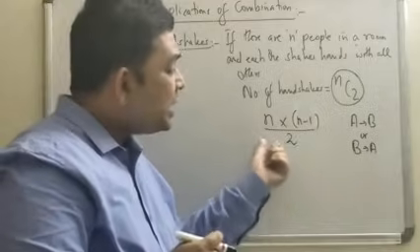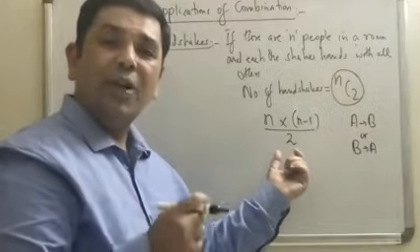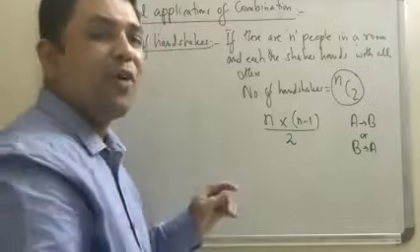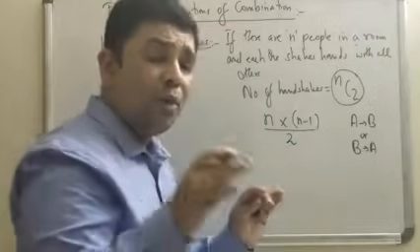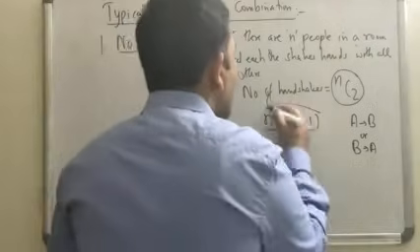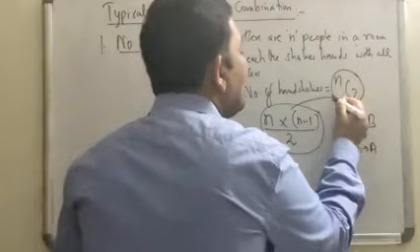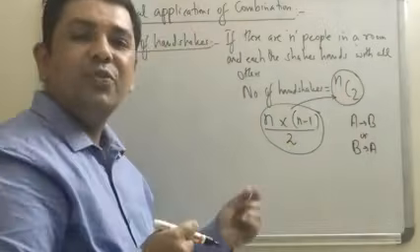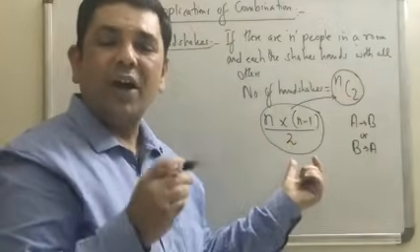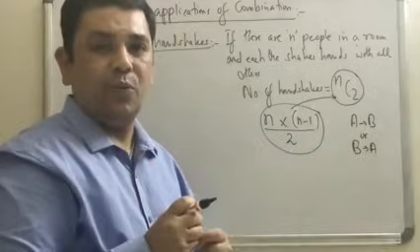And children, what is n into n-1 upon 2? If you go back to the beginning of our lesson on permutation combination, n into n-1 by 2 is nothing but NC2. So this is the logic of understanding why it is NC2.